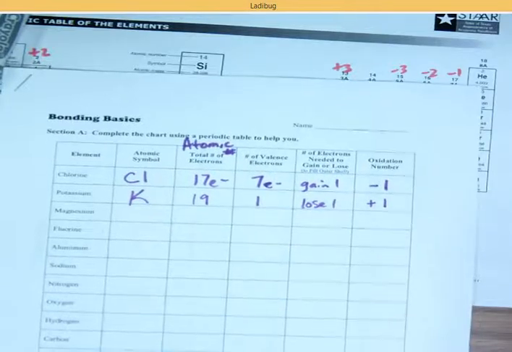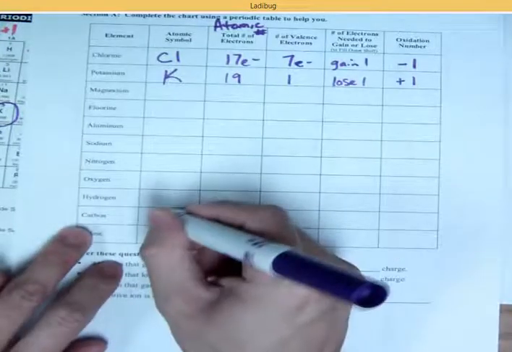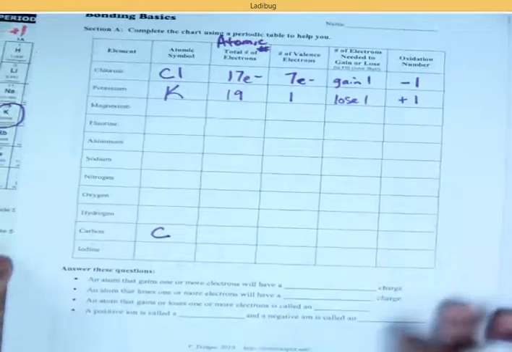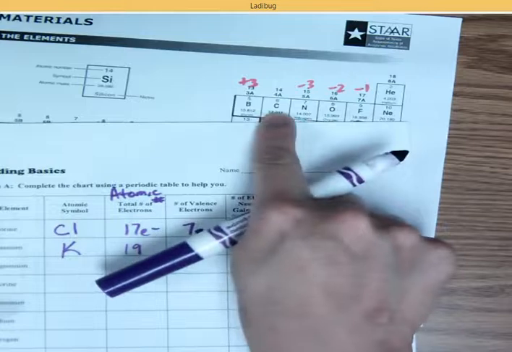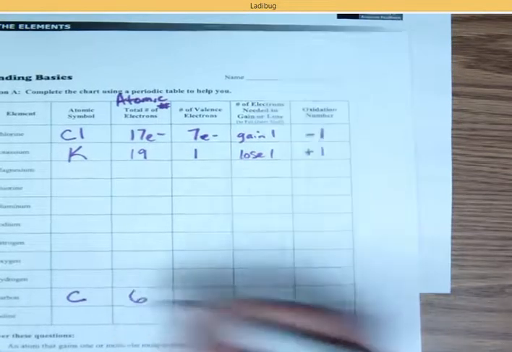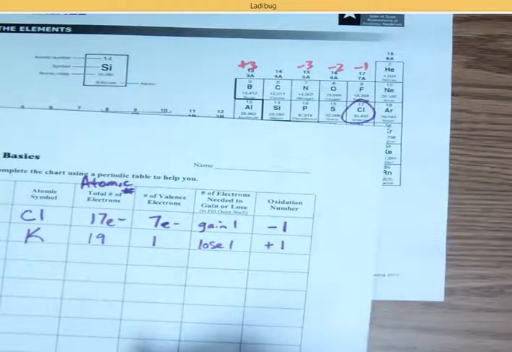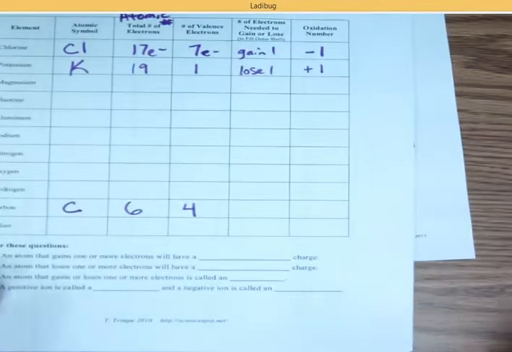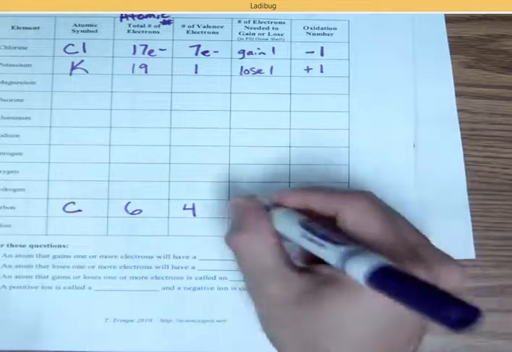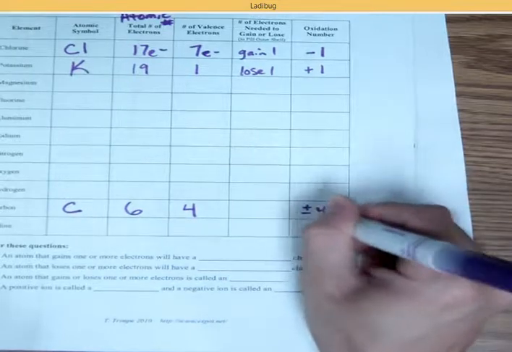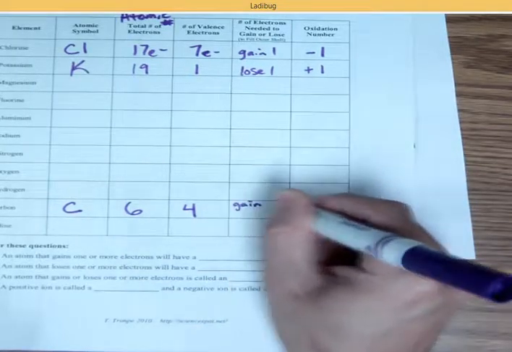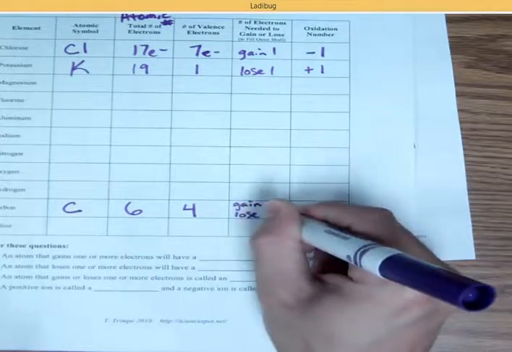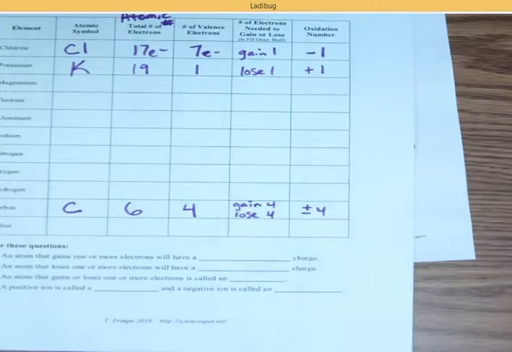So let's go down to carbon. Carbon's letter C. Carbon's atomic number is 6, right there, right after boron and between boron and nitrogen. It's in group 14, so it's got 4 valence electrons. So it could gain or lose, so it could be plus or minus 4. It can gain 4 or lose 4, equally likely.